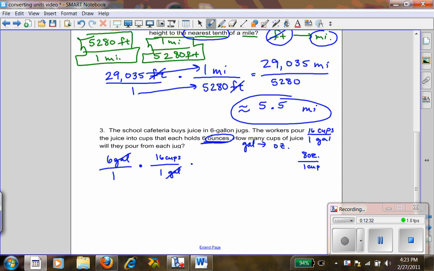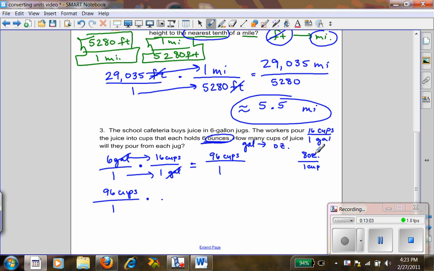Now, I still have to change the cups to ounces. Actually, let's go ahead and multiply this out. That might be easier. So we have 6 times 16. That gives us 96 cups over 1, because 1 times 1 gives us 1. Okay, now we have 96 cups, and we need to change this to ounces.